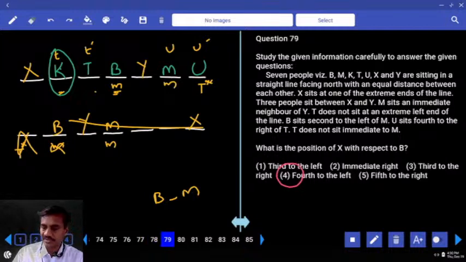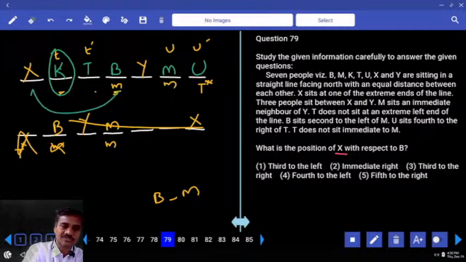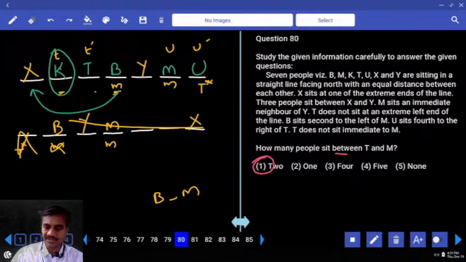Then 79. What is the position of X with respect to B? 1, 2, 3, third to the left, that is given in the choices for 79. Then 80. How many people sit between T and M? In between T and M, there are only two. Choice 1, question number 80.